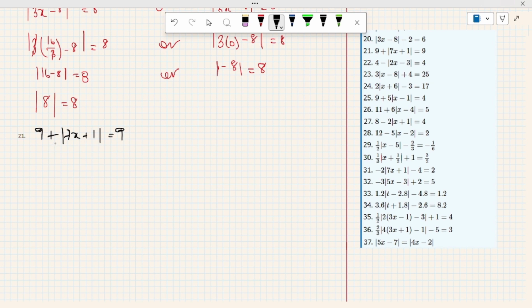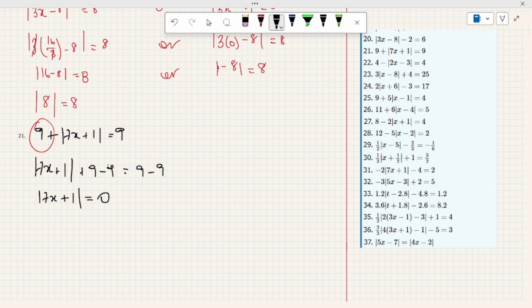So how are we going to go about this? You need to first get rid of this 9 here, right? How are we going to go about that? We're just going to say the absolute value of 7x plus 1 plus 9 minus 9 is equal to 9 minus 9, right? So the absolute value of 7x plus 1 needs to equal 0, right?